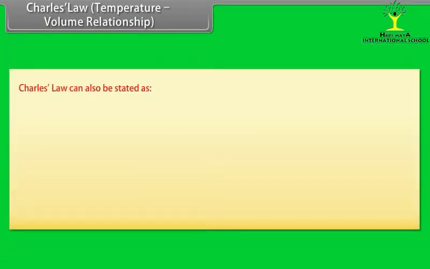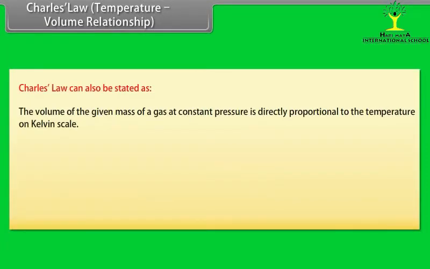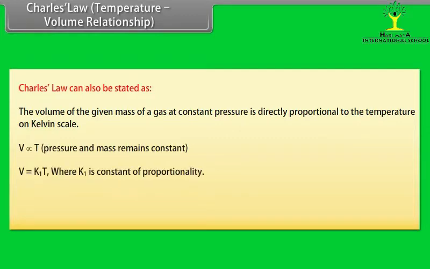Charles' law can also be stated as the volume of the given mass of a gas at constant pressure is directly proportional to the temperature on Kelvin scale. Volume is directly proportional to the temperature at constant pressure and mass. V is equal to K1 T, where K1 is constant of proportionality.